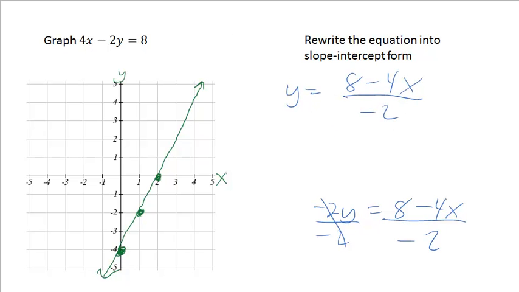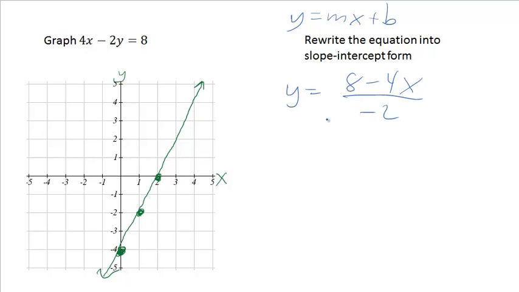Now, this is kind of okay as an answer, but it's not ideal. It's not ideal because we really would like this to be in that y equals mx plus b form, which isn't quite what this looks like. So to get it a little further, I'm going to go ahead and break this apart. And I'm going to say 8 minus 4x over negative 2 is the same as 8 over negative 2 plus negative 4x over negative 2.